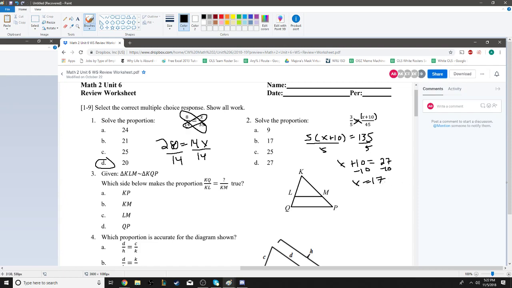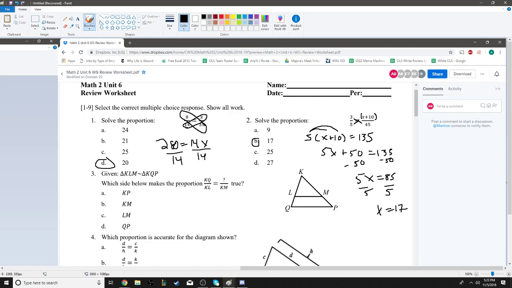The way you guys are probably more familiar with is if you were to instead distribute: 5 times x is 5x, 5 times 10 is plus 50, and that's equal to 135. Subtract 50 from both sides, and you get 5x is equal to 85. And divide both sides by 5 to get x equals 17. Either one of them works. You choose which one works best for you.